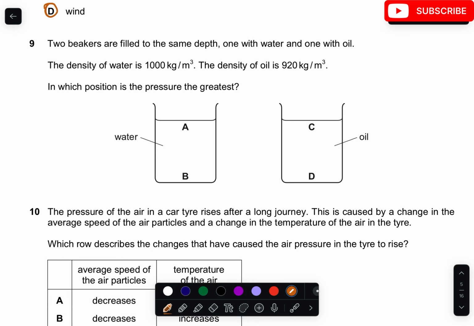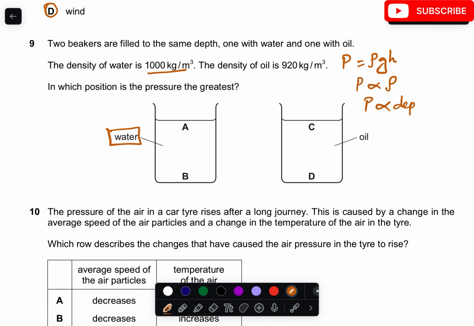Two beakers are filled to the same depth, one with water and one with oil. The density of the water is given. The density of the oil is also given. In which position will the pressure be the greatest? Okay, so the pressure in liquids is equal to rho gh. So you can say pressure is directly proportional to rho. So density will obviously be greater in water. Okay, secondly, we know pressure is directly proportional to the depth. So it will be point B.